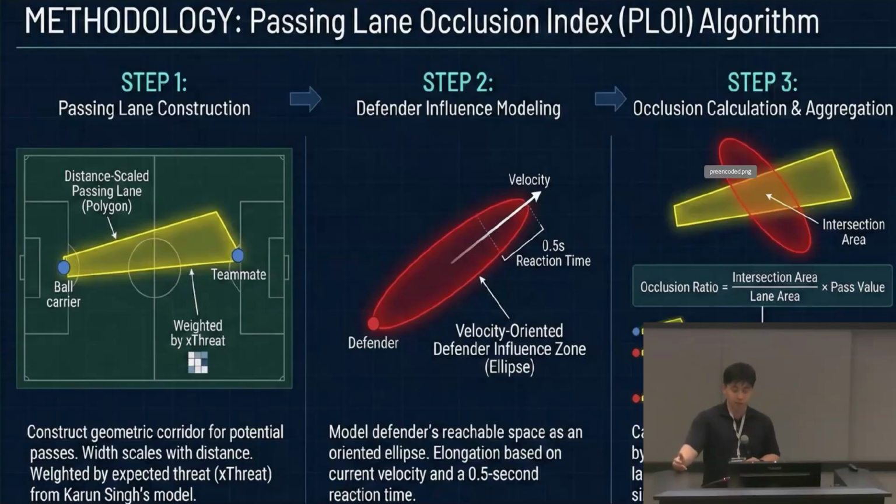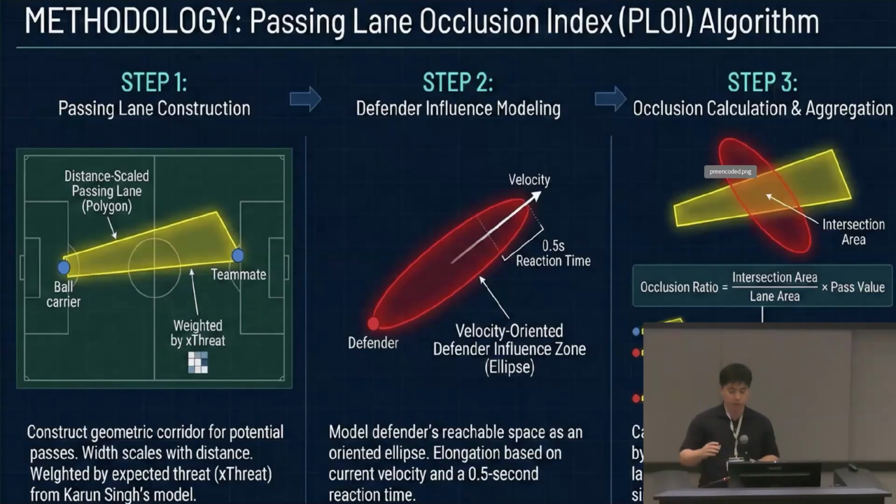Also, potential receiver isn't literally everyone. I filtered out players far behind the ball by more than 5 meters, players beyond 60 meters, and players blocked by a teammate within 1 meter of the lane line of sight, because we're modeling pros who ideally know who they're passing to. And then step 2 would be that defender influence modeling.